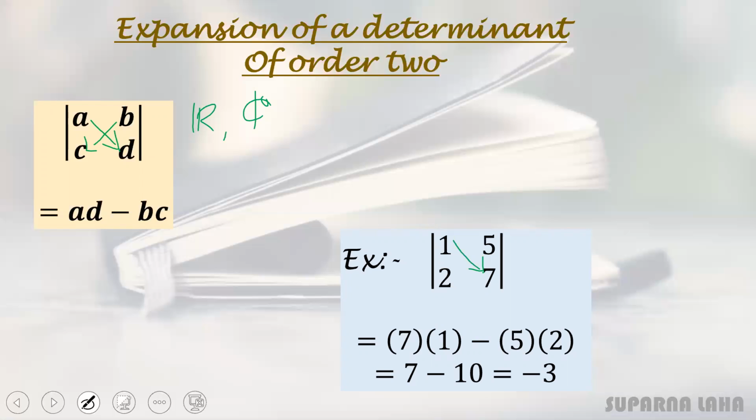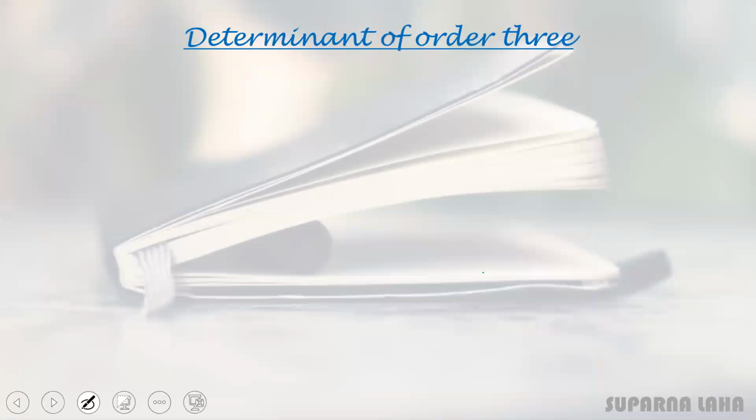Now let's check how to expand a determinant of order 3. Order 3 means there are 3 rows and 3 columns. In general, take any matrix a, b, c, d, e, f, g, h, i. Now I'm expanding this matrix of order 3 according to the first row. It means a, b, c. According to these elements a, b, c, we will expand this determinant.